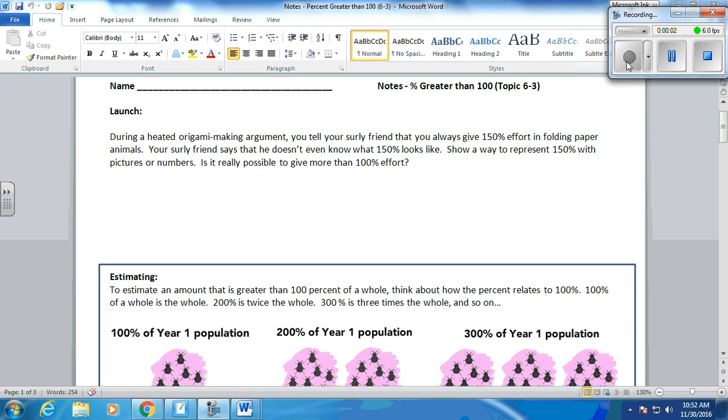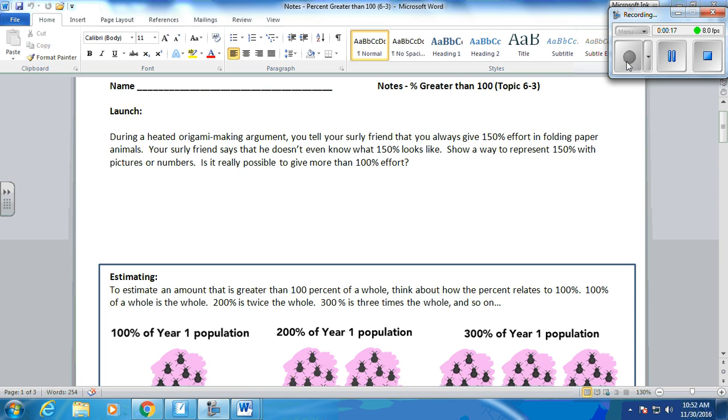Hi there. Today we're talking about percents greater than 100, topic 6-3. So we've talked about percents in topic 3, and topic 6 again is going to continue to talk about percents greater than 100 and less than 100.